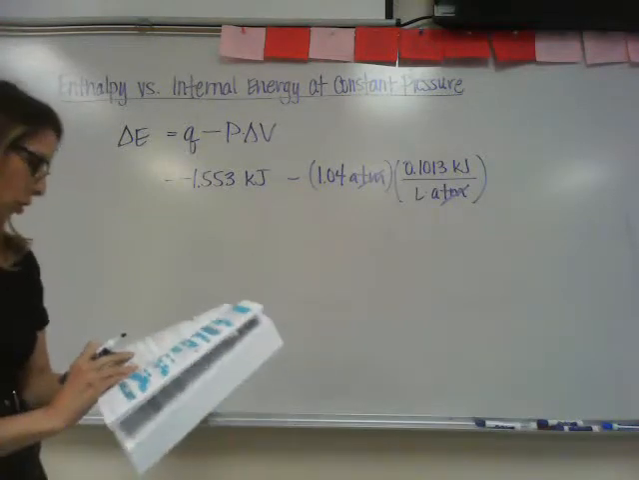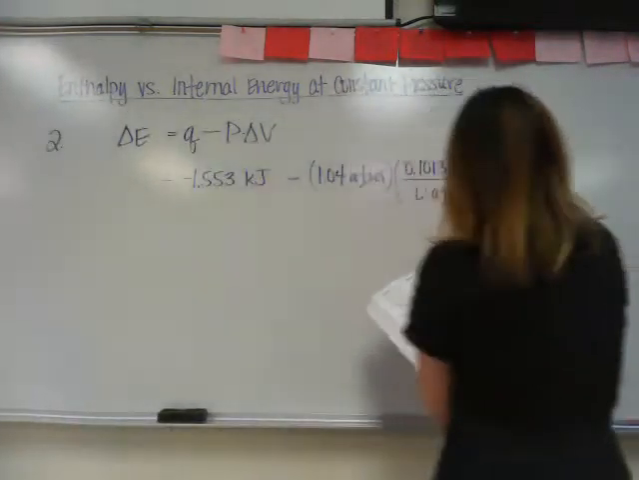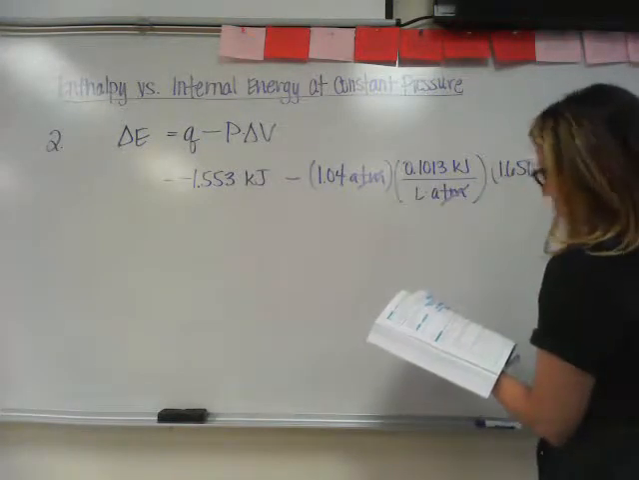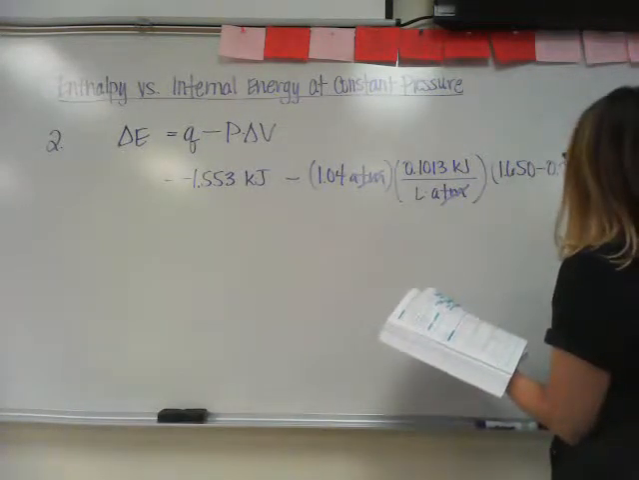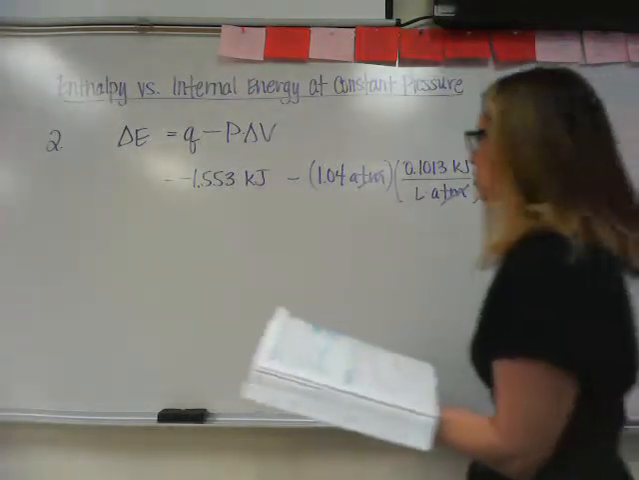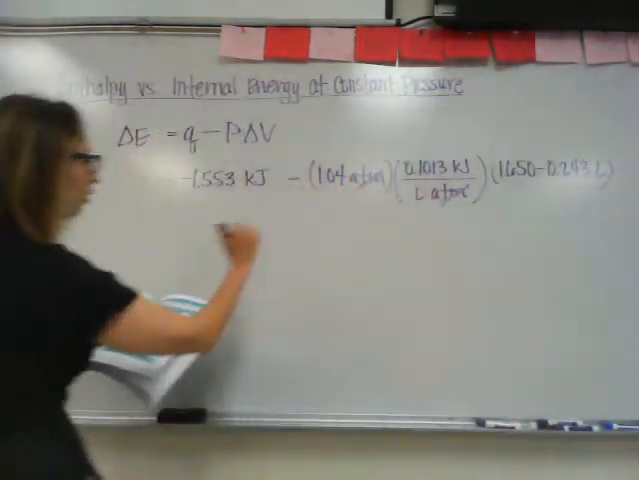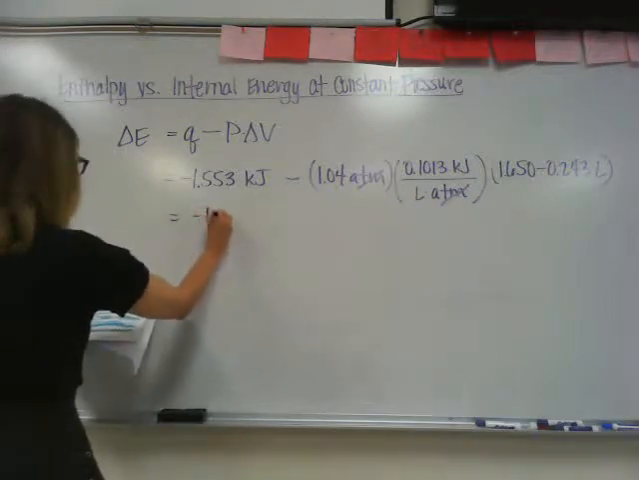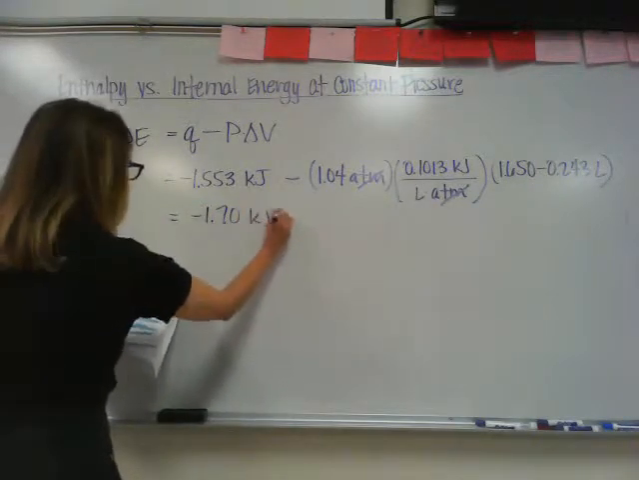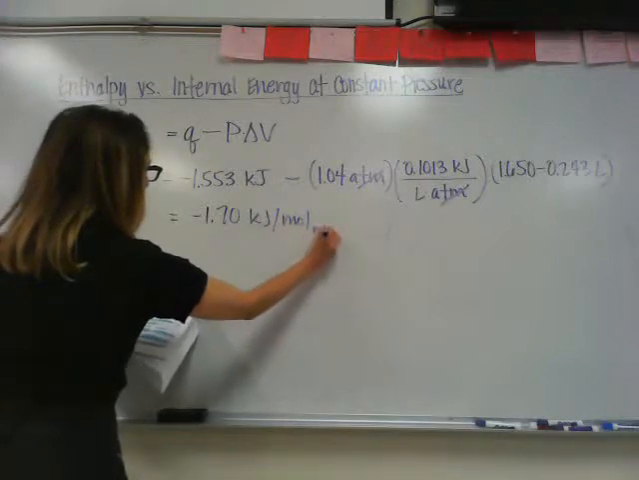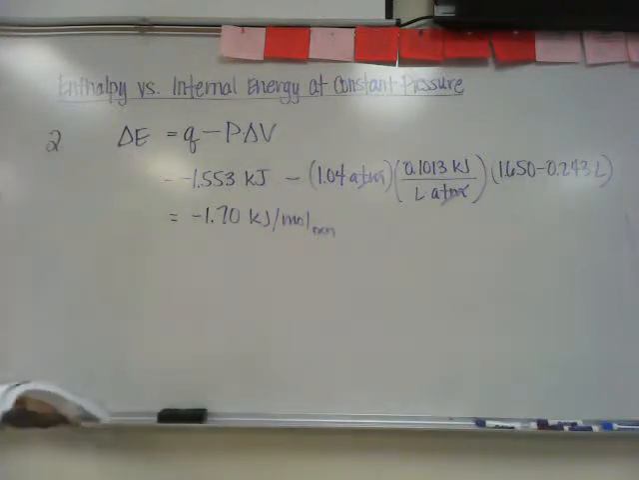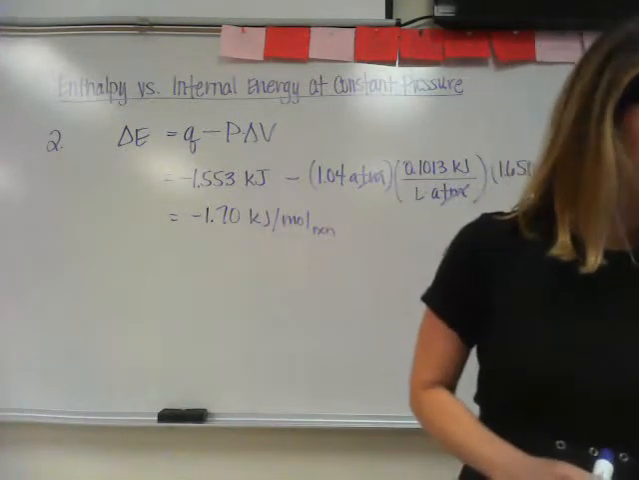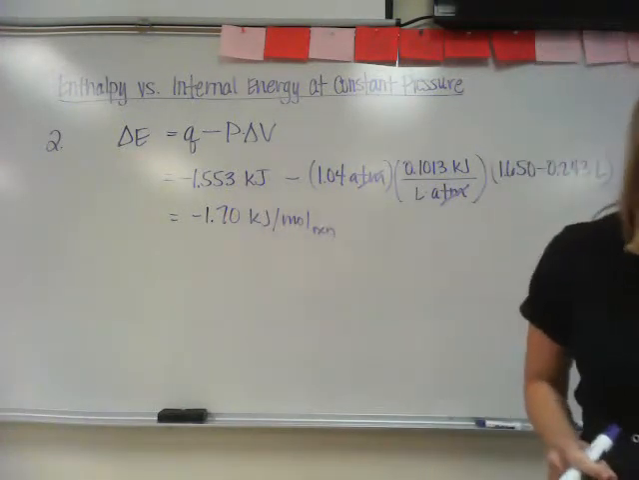Your change in volume is the final volume, 1.650, minus the initial volume, 0.243 liters. Okay, so multiply all of that out, subtract it. You're going to end up with negative 1.70 kilojoules per mole of reaction. Okay, make more sense? All right, now for number 3.